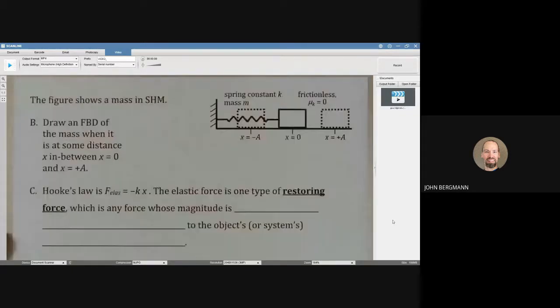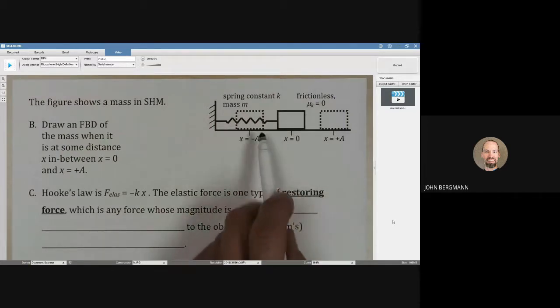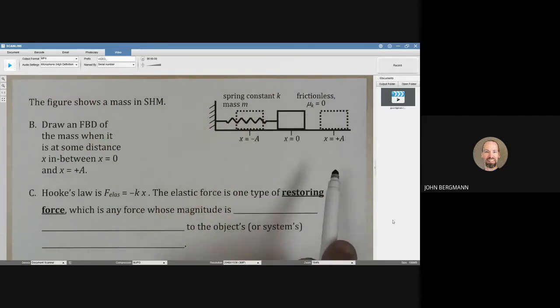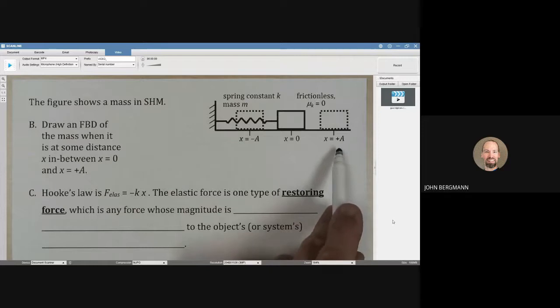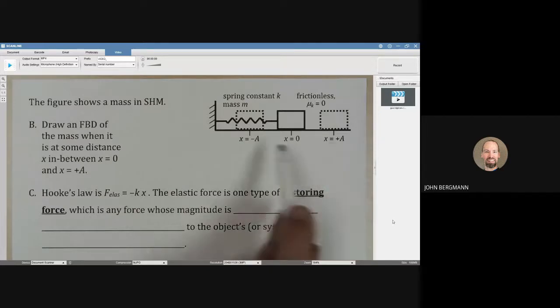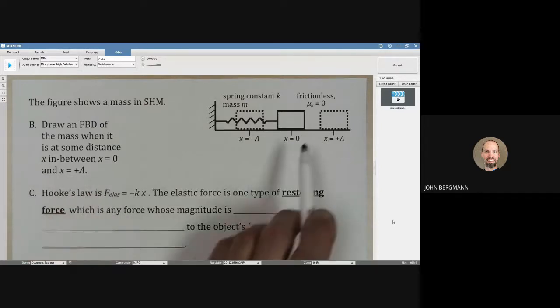All right, moving on. The figure shows a mass in simple harmonic motion. We've got a mass on a spring here. The mass is given, the spring constant is given. It's oscillating back and forth on a frictionless surface between a positive value of displacement, positive A, and a negative value, negative A. Draw a free body diagram of the mass when it is at some distance x between x equals 0 and x equals positive A.